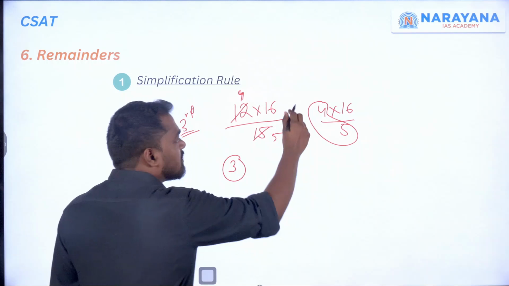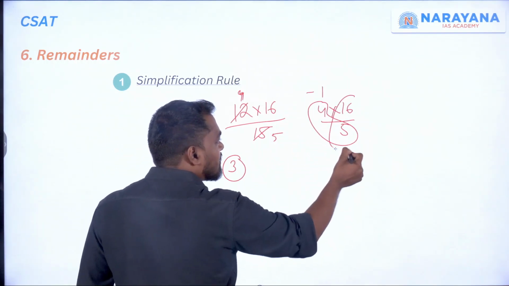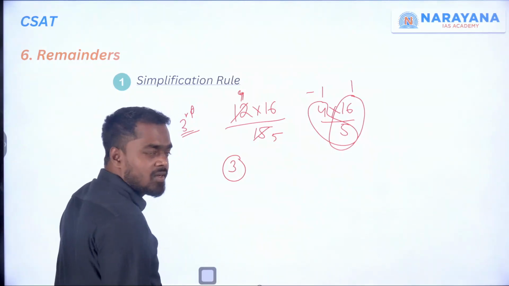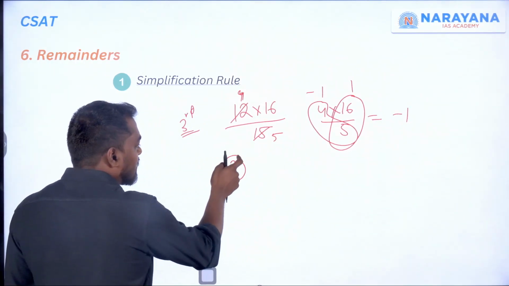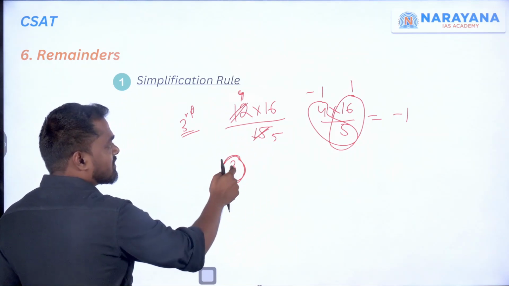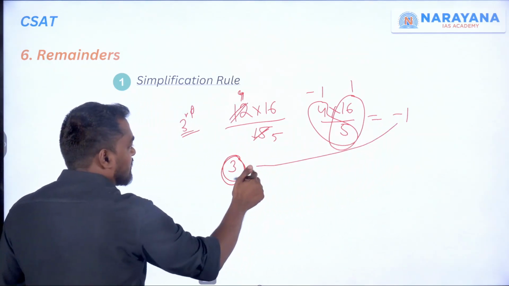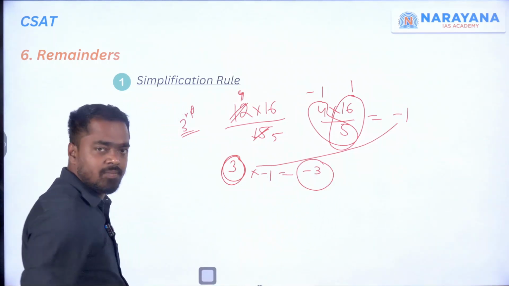What is the remainder? 4 by 5 is minus 1. And what is the remainder of 16 by 5? 5 threes are 15, 1. Right? You are getting minus 1 as the remainder. But here you have taken 1. You have divided both the numerator and denominator with 3, right? So multiply this with here. 3 into minus 1, you are getting minus 3.